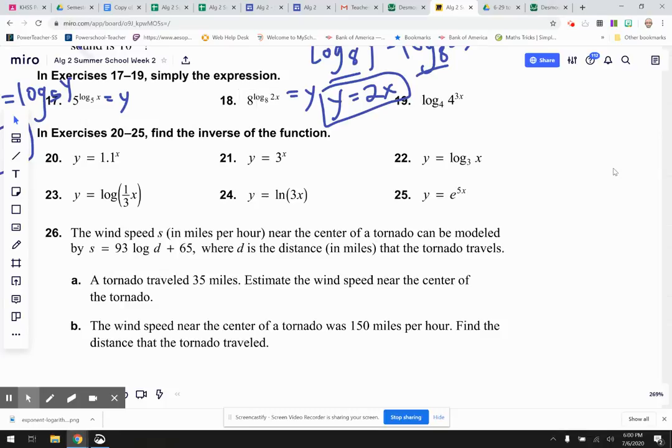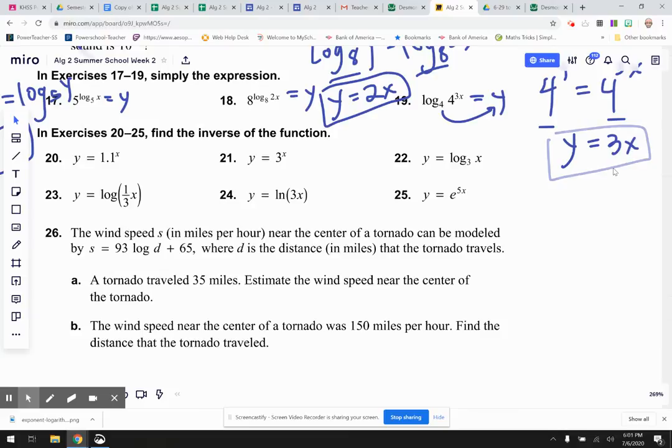So let's see, we go to equals a y value here for 19. This time they gave you the log as a big number. The other ones, the logs were exponents. This one, the log's not the exponent. So it's 4 to the y power equals the big number, which is 4 to the 3x. So since they're both the same base, again, y has to equal 3x. Just again, simplifying those. That's all you're doing on those.